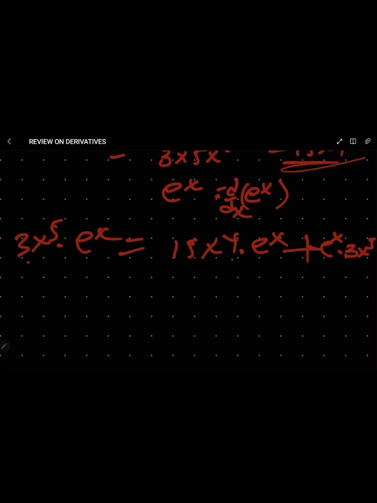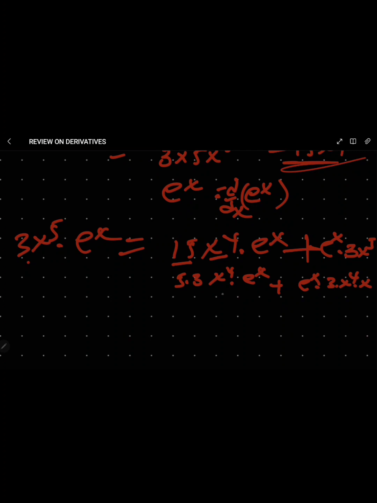You can simplify this in many ways. You can write this one as 5 times 3, 15, times x raised to 4 times e to the power of x. Plus, you can write e to the power of x times 3 times x raised to 4 times x, because x raised to 5 is x to the power of 4 times x.